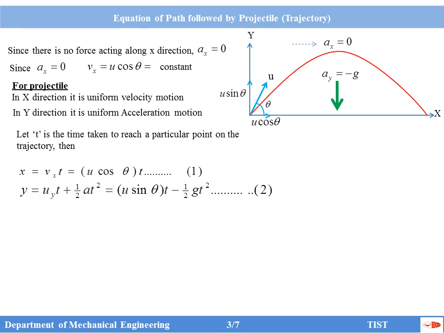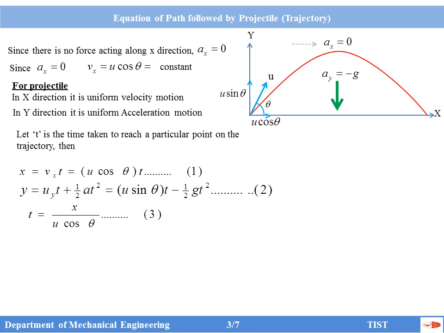Now what is uy? Uy is simply u sin theta. So y equal to u sin theta t minus, what is ay? Ay is minus g, so minus half g t square, right? That is equation 2. Now if I rearrange equation 1 to find t, it will be x by u cos theta, right? So from equation 1, you will get t as x by u cos theta. That is equation 3.